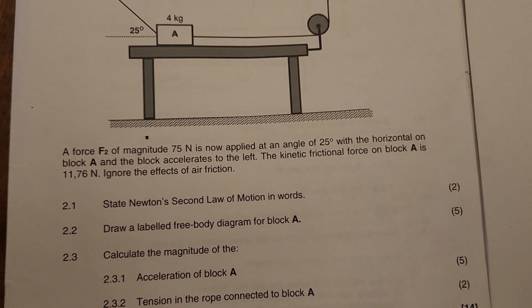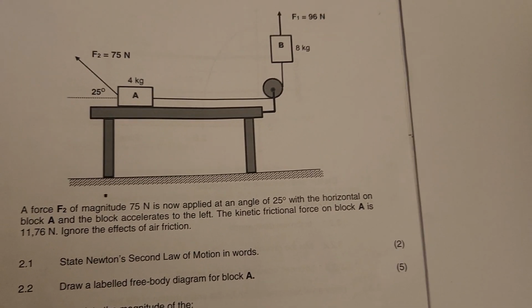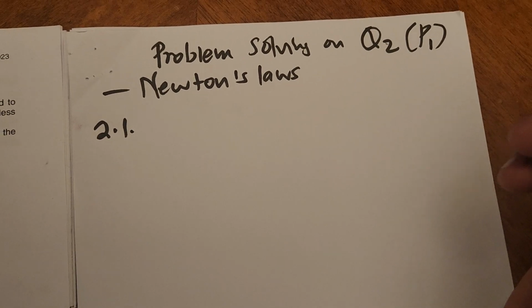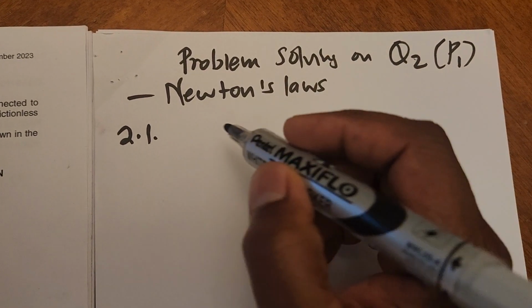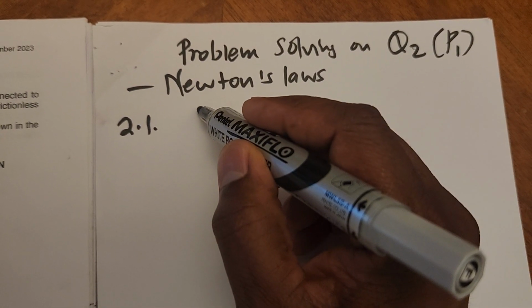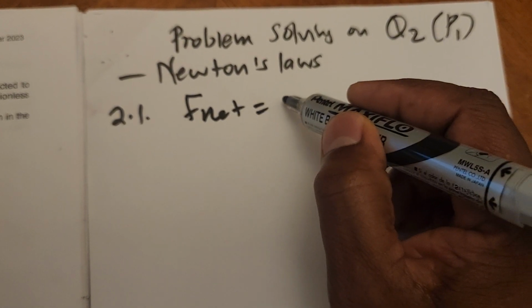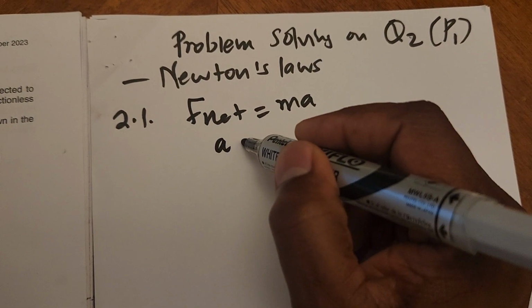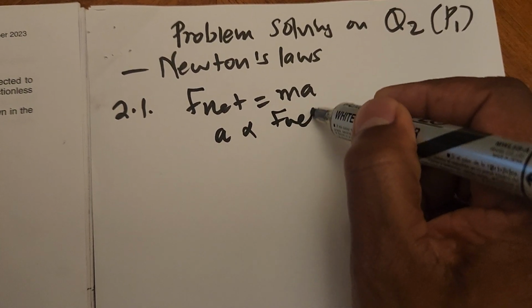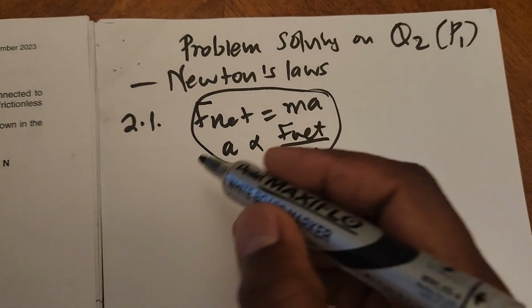State Newton's second law. Remember, there are two definitions of Newton's second law. Learners have to know that. You can define Newton's second law in terms of acceleration, or you can define Newton's law in terms of momentum. Let's do the one of acceleration. It's simple. Just say, if you don't know it, write this one to say F net equals to MA, and A is directly proportional to F net and inversely proportional to this. In a nutshell, this is a summary.